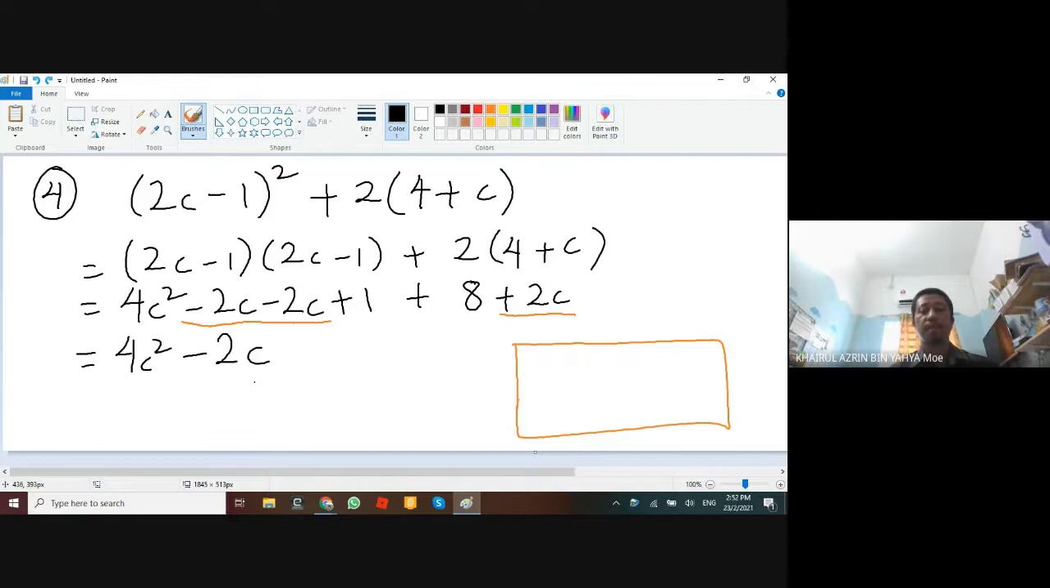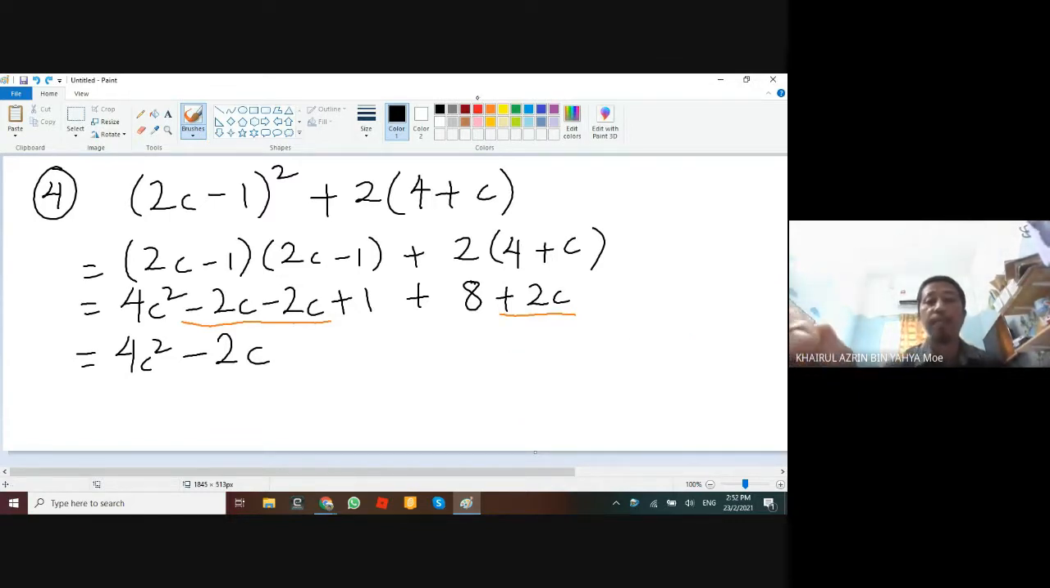So let me erase this one. Now we got that one. We have the numbers here, positive 1 plus 8, so this one becomes plus 9. That's all. Simplify the algebraic expression. The answer is 4c squared minus 2c plus 9.